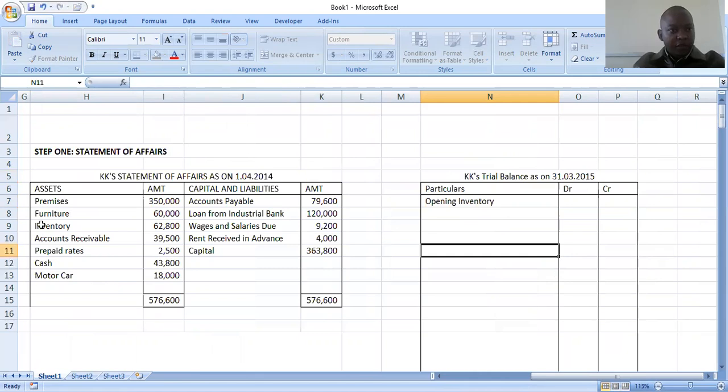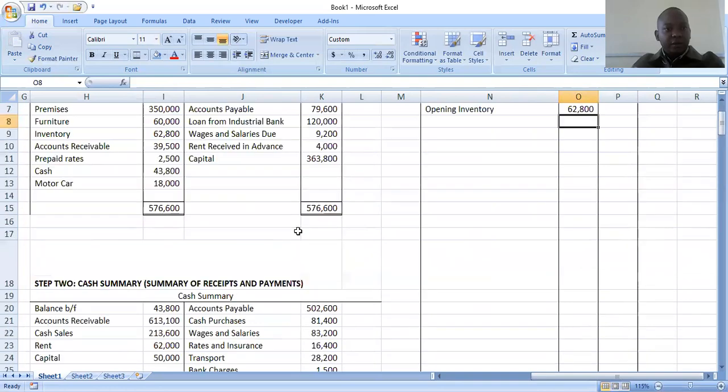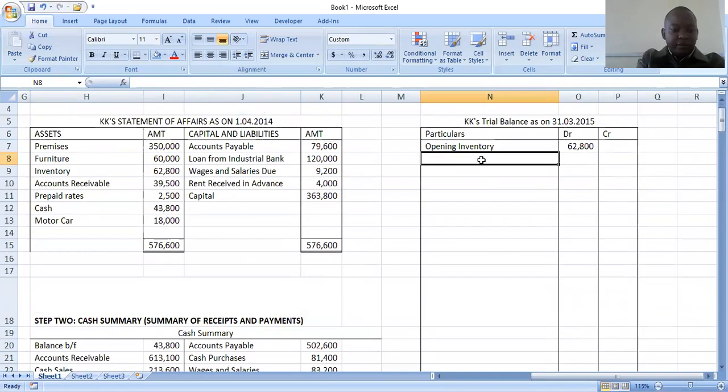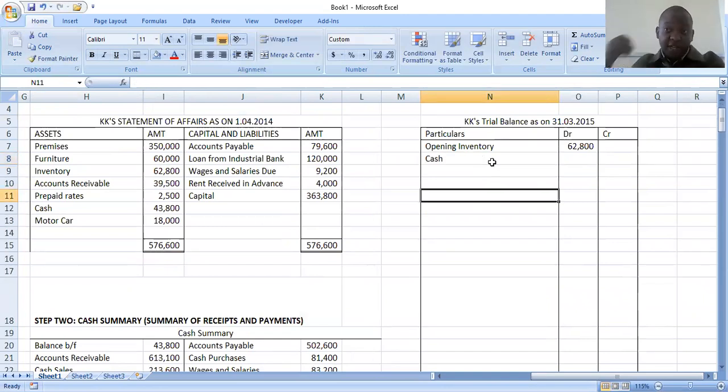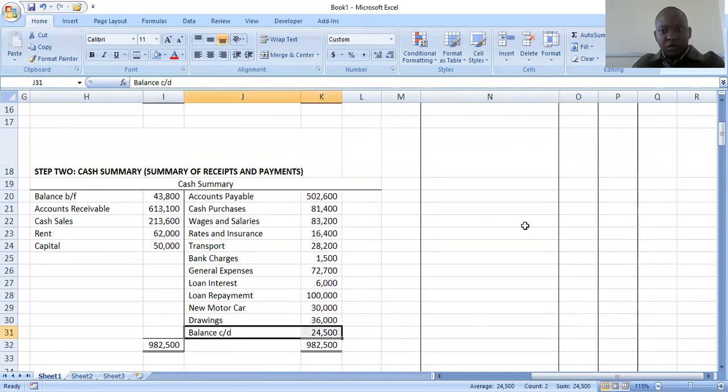Which the opening inventory is 628,800, 6,800. And then we have the other accounts. We have cash. So stock is an asset, and assets always have a debit balance. So therefore, we have opening inventory on the debit side of the trial balance. Then we have cash. Its balance brought forward is 2,004.